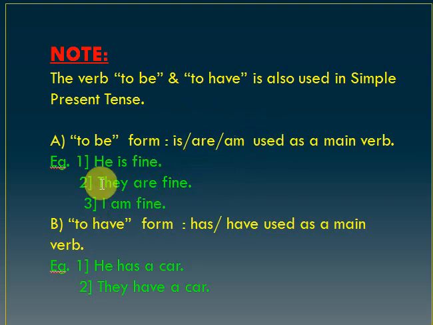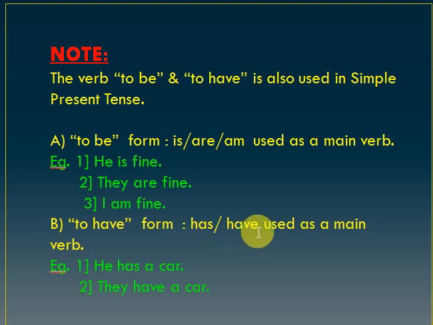Like he is fine. See, is is singular, they are, and you know very well is comes with the singular number. Are is plural. I am with I. So he is fine, they are fine, I am fine. And one more thing, the to have form. Has or have used as a main verb. Whenever you're using has or have as a main verb, then it is the simple present tense. Like he has a car, singular. They have a car. Has for singular, have for plural.